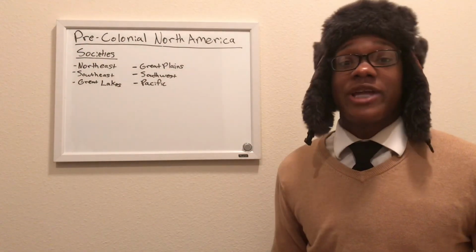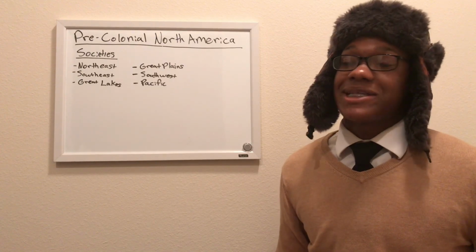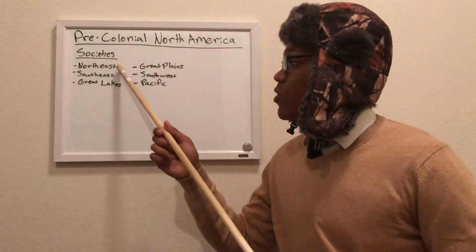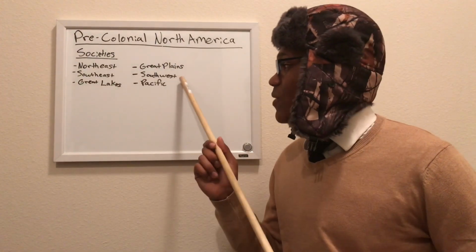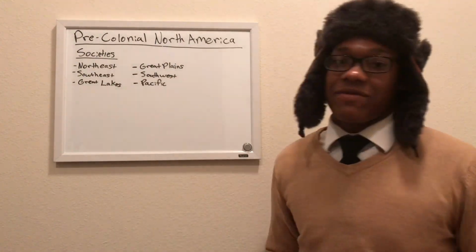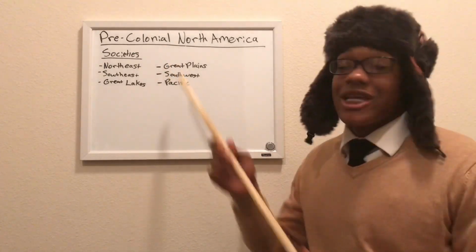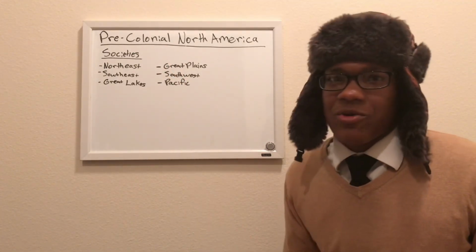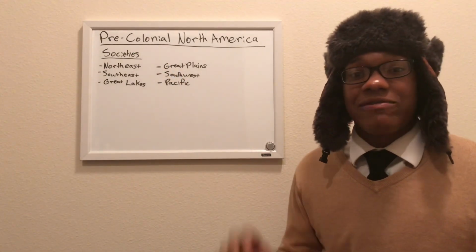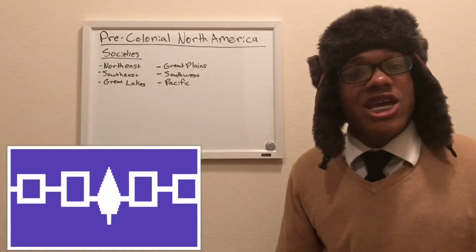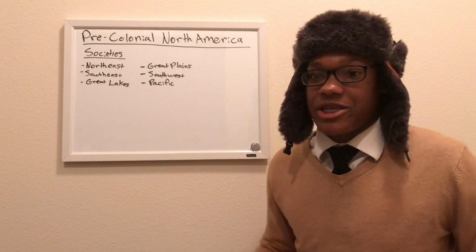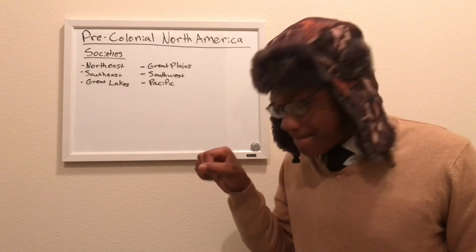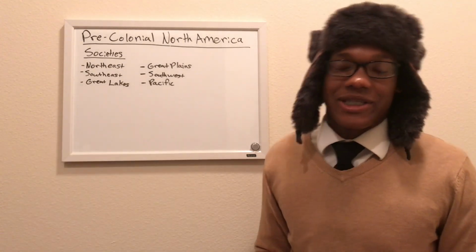These pre-colonial Native American groups can be categorized into 6 categories: Northeast, Southeast, Great Lakes, Great Plains, Southwest, and Pacific Native American groups. Okay, Northeast societies. Let's talk about how that went down. One day, 5 tribes came together. Boom! Iroquois Confederacy is made. Once these 5 tribes got together, no one could stop them. They were, boom, the Iroquois Confederacy.